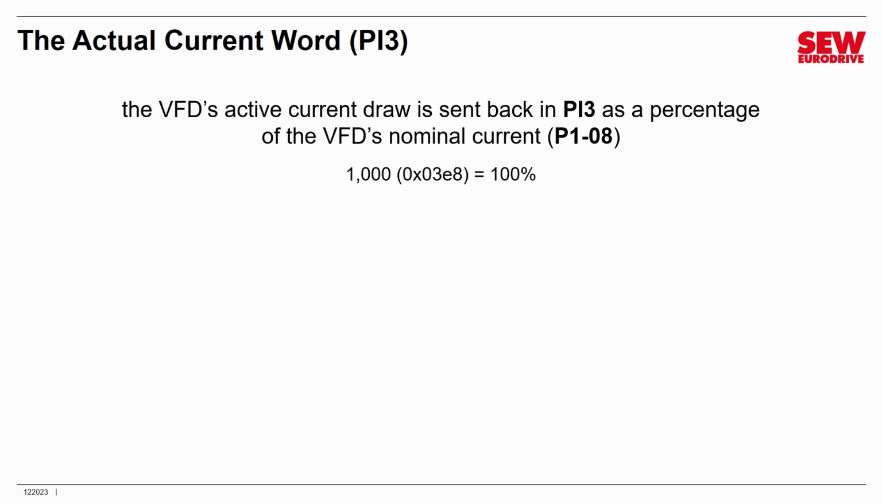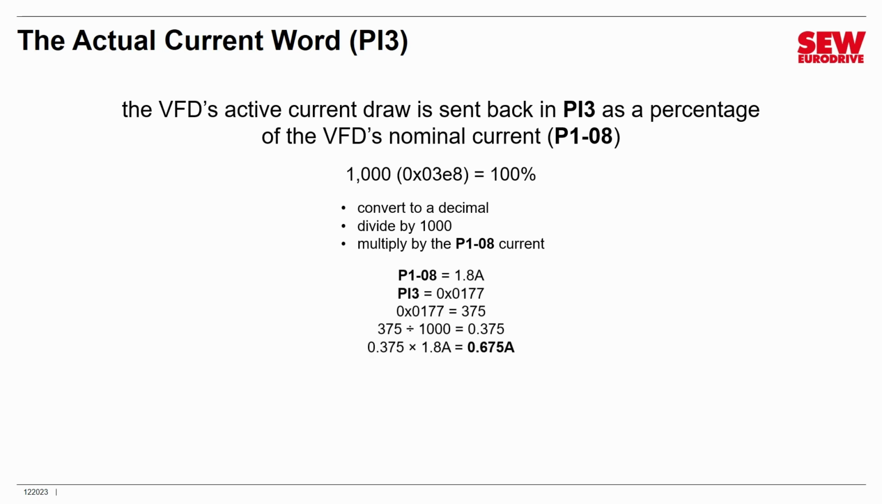The value that comes back in hexadecimal will range between 0 and 1000 in decimal, which in hexadecimal is between 0 and 0x3E8. So that's your range. It's in tenths of a percent. So to convert this into current, you convert the hexadecimal number to decimal, divide by 1000, and multiply by the value in parameter 1-08. Here's an example.